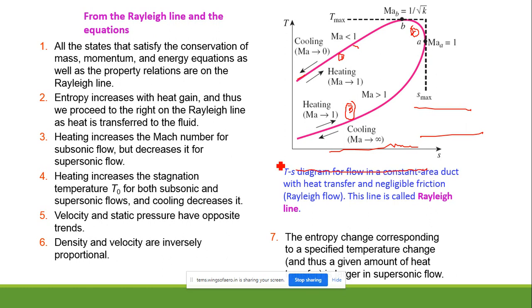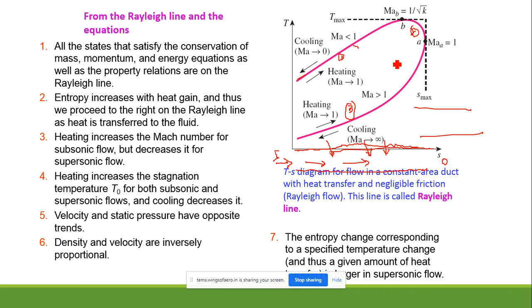We can draw it like this. Here we have a constant area duct, and the flow will pass inside it. We can assume that this is a duct, with this as the inlet and this as the outlet. First of all, I am passing a subsonic flow inside the duct, and I am adding heat to this subsonic flow. Suppose subsonic flow is flowing inside the constant area duct. According to Rayleigh flow, when we apply heat to the system, this is the system.